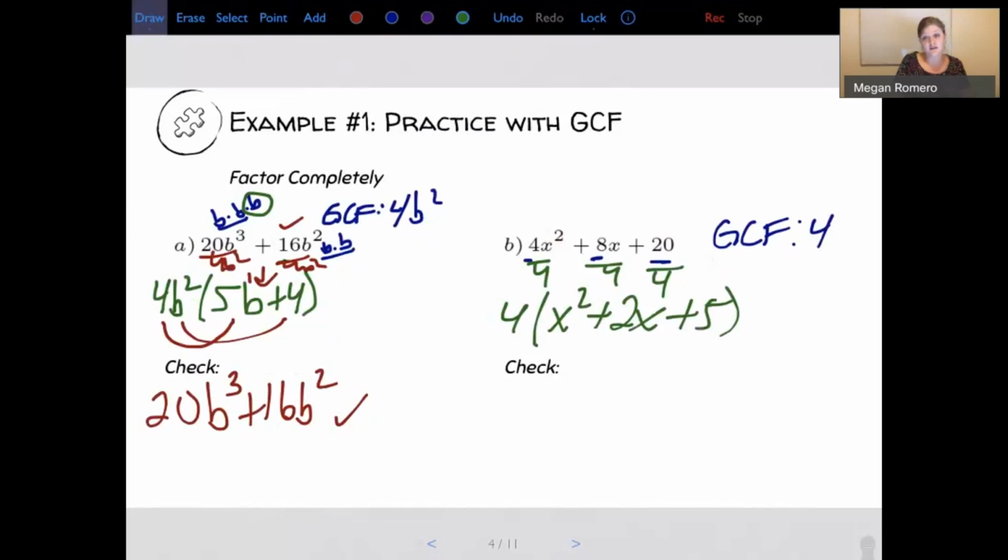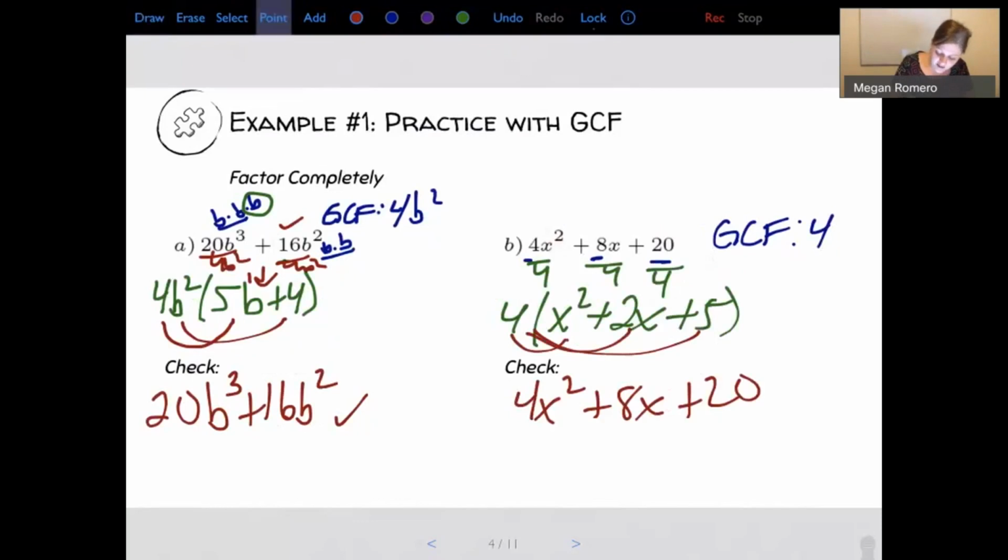And don't forget about the 4, because as you'll see when we check our work, we have to get back to the original. So in order to check, we multiply or distribute the 4. So 4 times x squared is 4x squared, 4 times 2x is 8x, and 4 times 5 is 20. Notice if you left the 4 out, you would just have x squared plus 2x plus 5, which is not the same as the original.